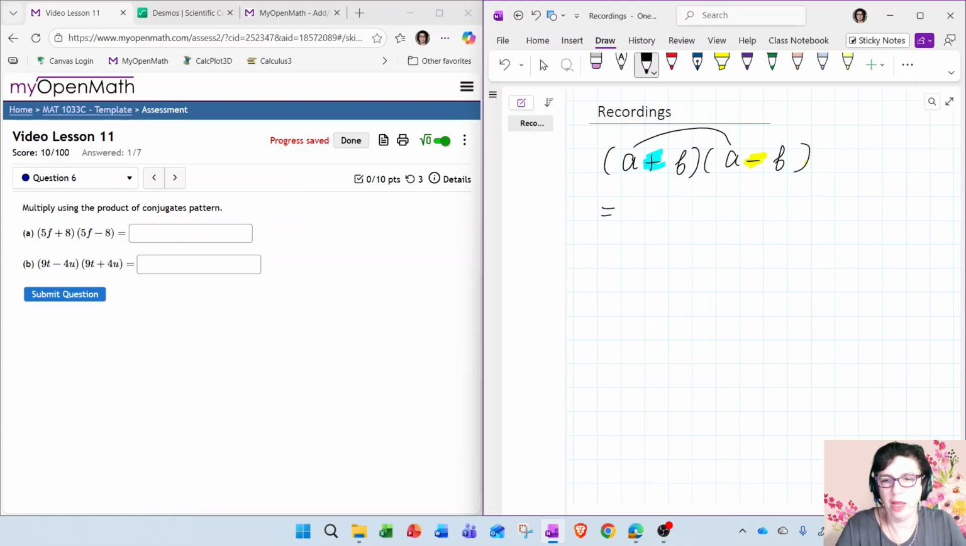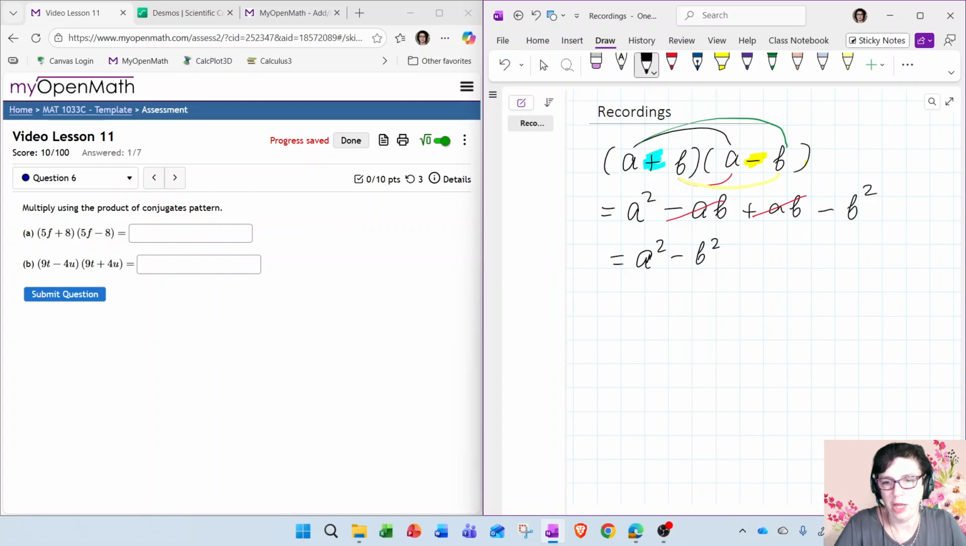If I multiply a by a, that gives me a squared. Then outer, I'm going to multiply a by negative b. That'll give me negative ab. But then I multiply b times a, which is the same as a times b, and it'll be positive. Finally, I multiply b times negative b, and that'll give me negative b squared. Notice how the two middle terms cancel out because they're the same, right? So we can cancel this, and we will get a squared minus b squared.